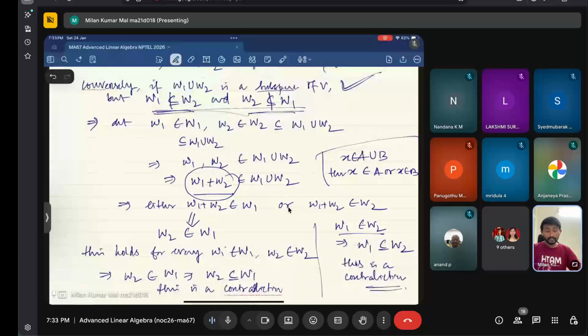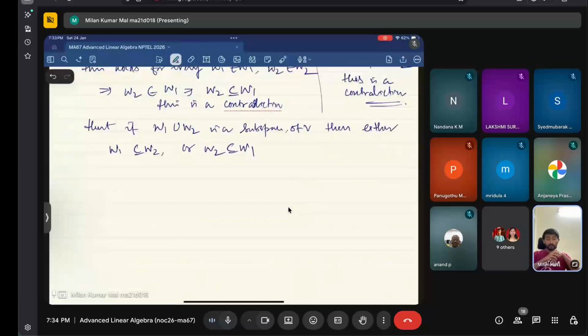Now let's get back to the main question. We have checked the first two options, whether W1 intersection W2 is a subspace or not, and W1 plus W2 is a subspace or not. Now the fourth option says that this is true. This is what I have proved right now. W1 union W2 is a subspace of V if and only if W1 is a subset of W2 or W2 is a subset of W1. Now this is if and only if.